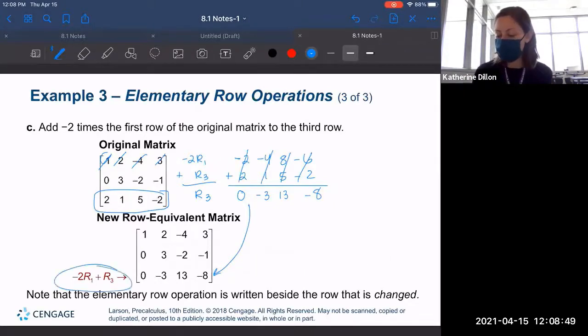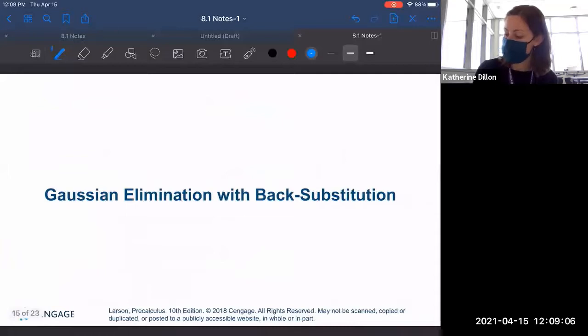Something that'll be helpful is to write this notation next to your matrix every single time, just as a guideline for you to go back and check your work. And that's just like standard procedure. Okay, I want to move on so we can do an example, put those into practice.